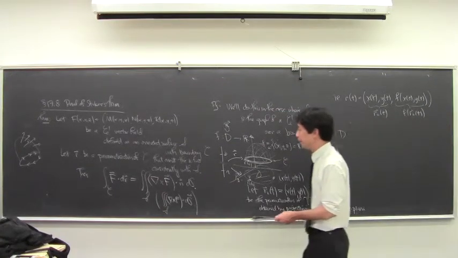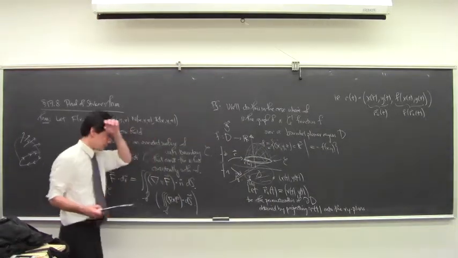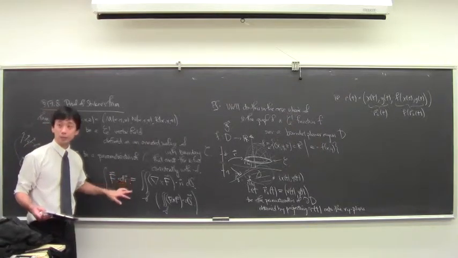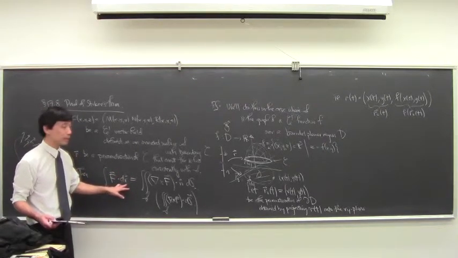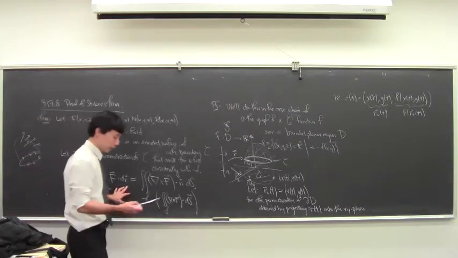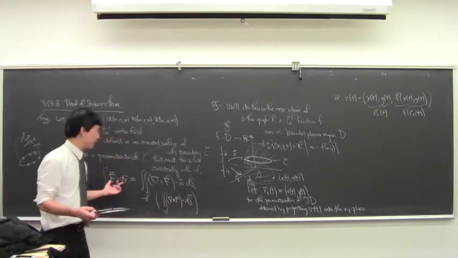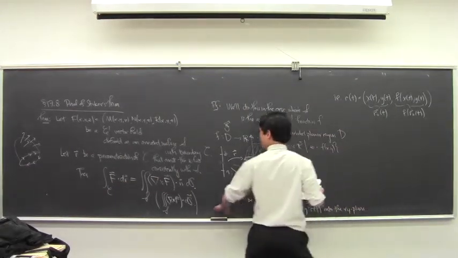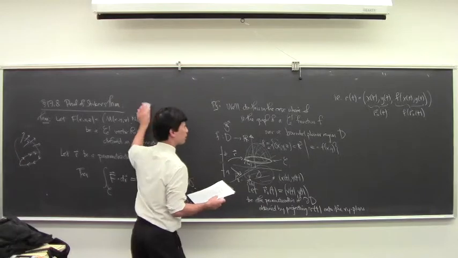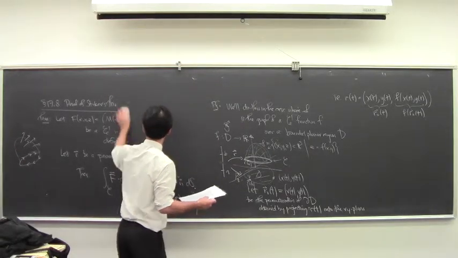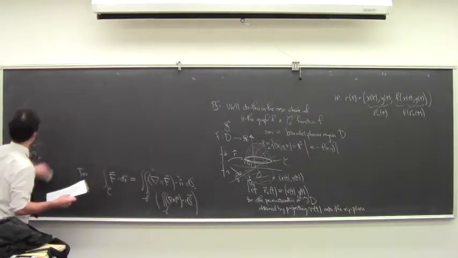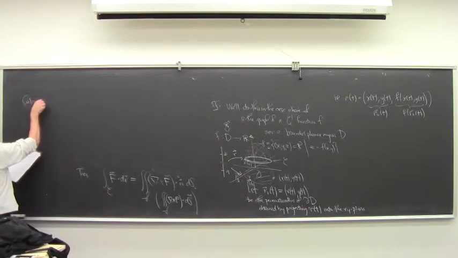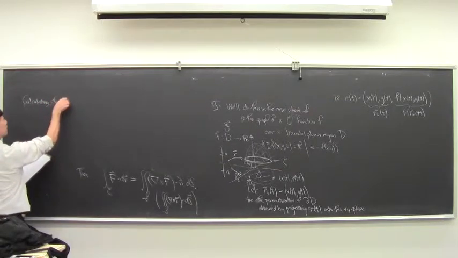So all we need to do is a calculation. The proof is just a calculation, and then an application of Green's theorem. We need to see that this is equal to this, so let's just calculate, starting with the right-hand side.